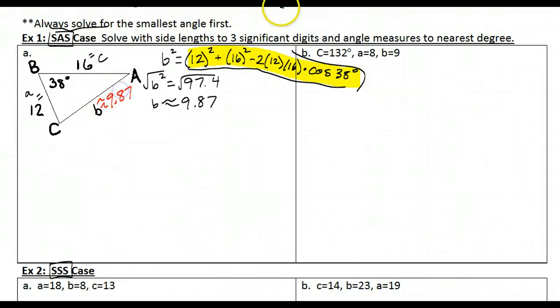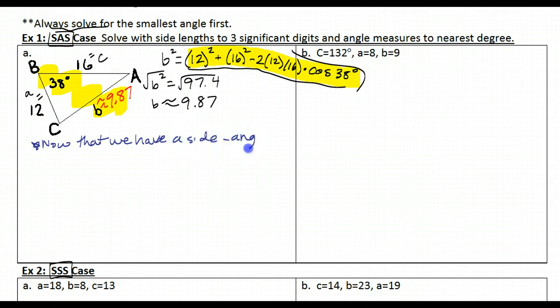Now here's the deal. You could now use law of cosines to solve for angle A or angle C, but law of sines is much faster than law of cosines. So now that we have, remember how I said you can only use law of sines if you have a side angle pair? Now I have a side angle pair. So now that we have a side angle pair, we're going to use the law of sines.